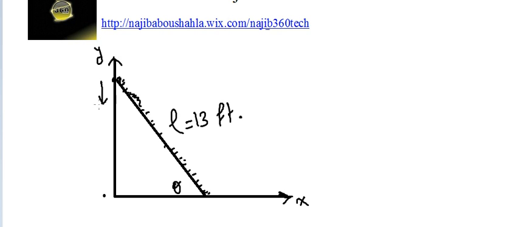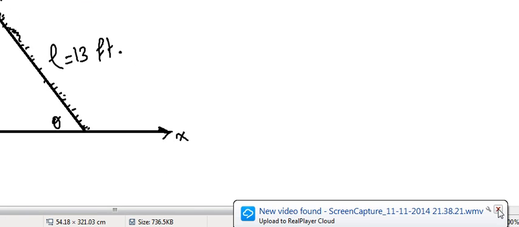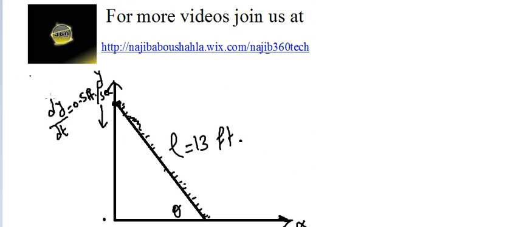So this is simply the change of y in terms of time, dy/dt, because it's 0.5 feet per second. If the top of the ladder is sliding down the wall at a rate of 0.5 feet per second, how fast is theta changing? What happens to the angle theta if this ladder slides down?